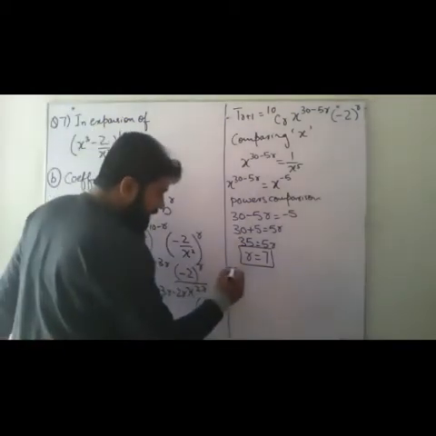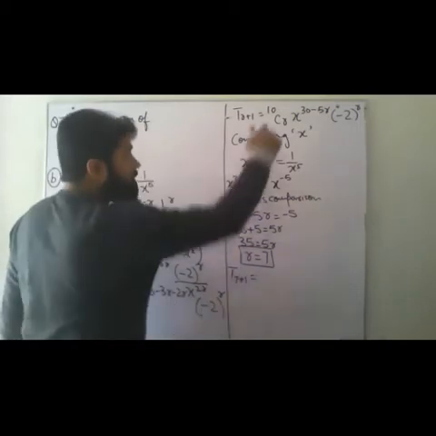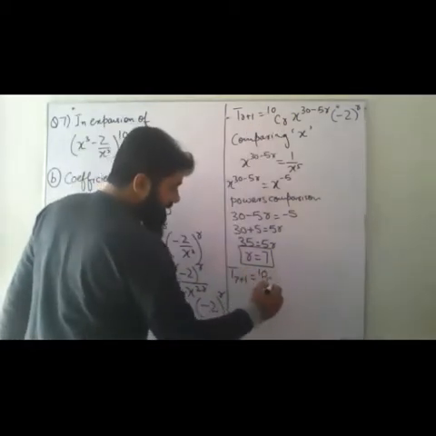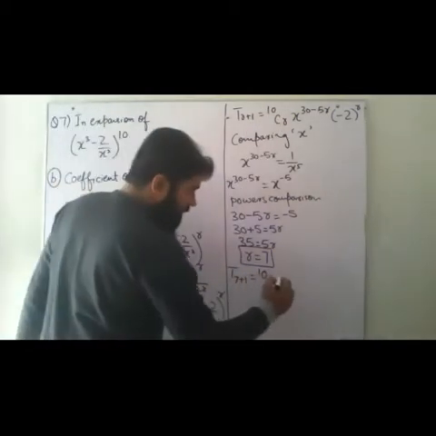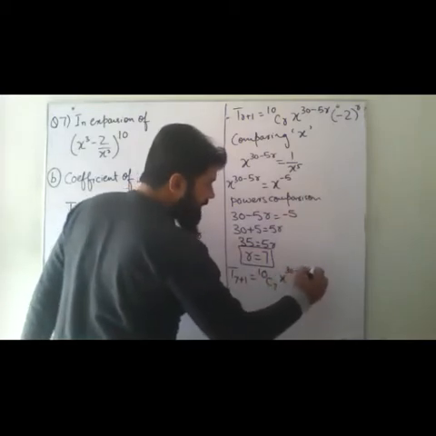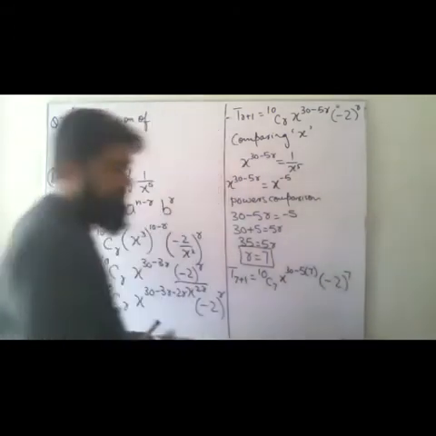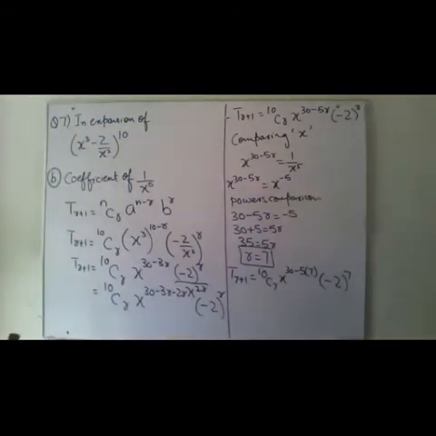T7 plus 1 equals to 10C7 x^(30 minus 5 into 7) and then (minus 2) to the power 7. Okay. Now I will use calculator to simplify these things.